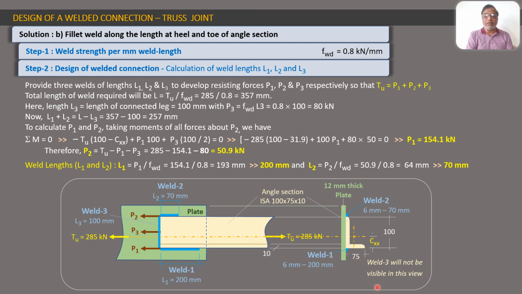Now you can obviously understand that in this particular view it is not possible to see this transverse weld. So weld 3 will not be visible in this view, but it will be visible in this view. So this will also give you an understanding of why we require two views of any drawing. One view sometimes does not give us some information, so the second view can give it. That is why we usually draw two views of any drawing. So this was part B of the problem, and here we complete the solution of the entire problem.